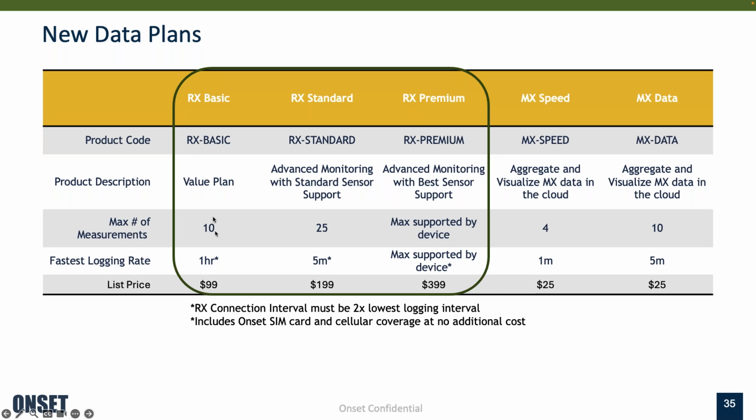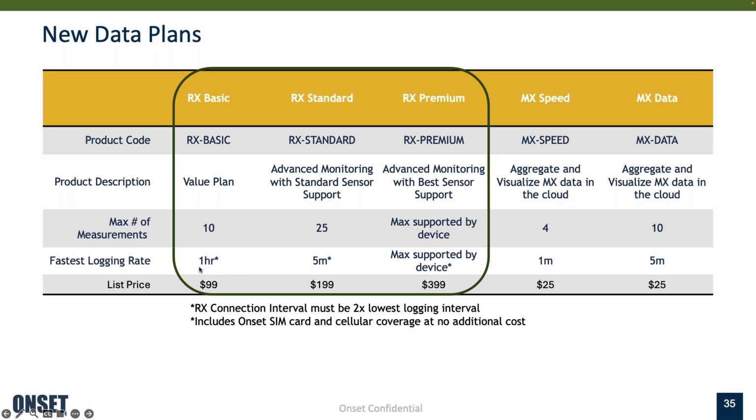The basic plan has a max of 10, the standard plan has a max of 25, and the premium plan is just going to be the max of whichever device that you've chosen. This just depends a little bit on the exact RX station that you've chosen, and you can look at the documentation if you want to see what the max is. But whatever the station hardware max is, the software will support under the premium plan.